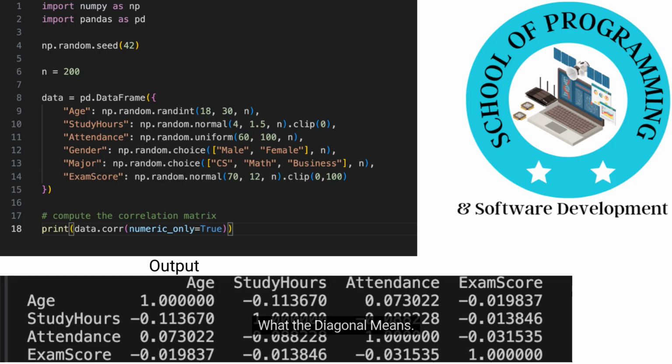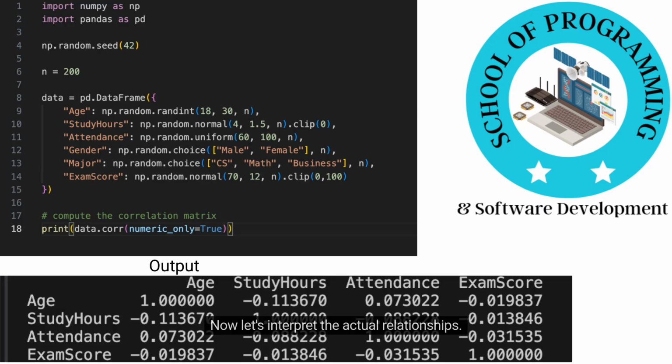What the diagonal means? Notice, age with age is 1.0. Study hours with study hours is 1.0. Attendance with attendance is 1.0. Exam score with exam score is 1.0. This is normal. Every variable has a perfect correlation with itself. How to read the other values? Correlation values range from +1, perfect positive relationship, 0, no linear relationship, to -1, perfect negative relationship.